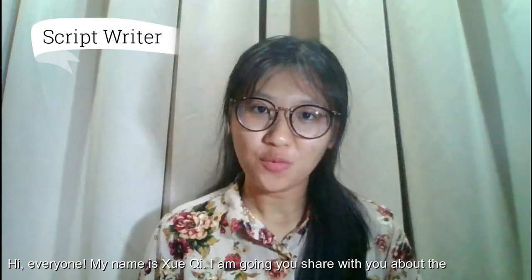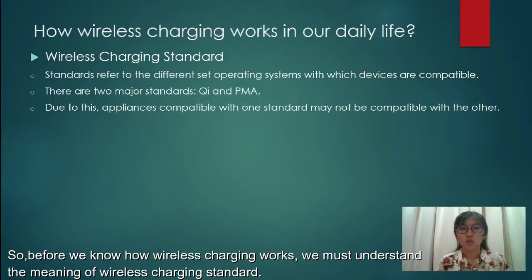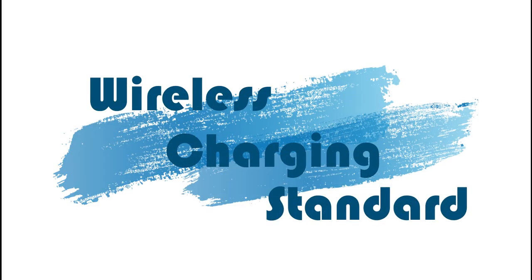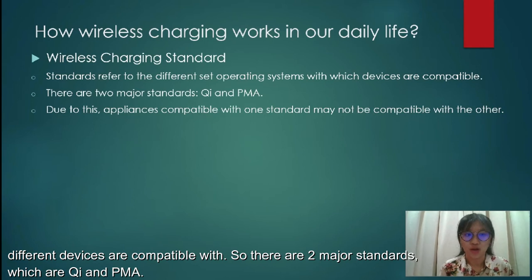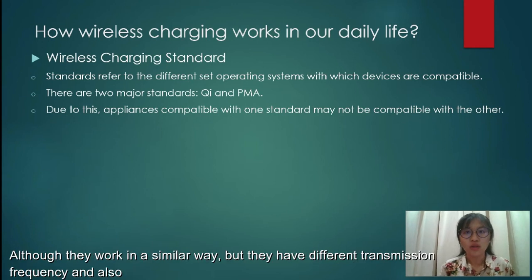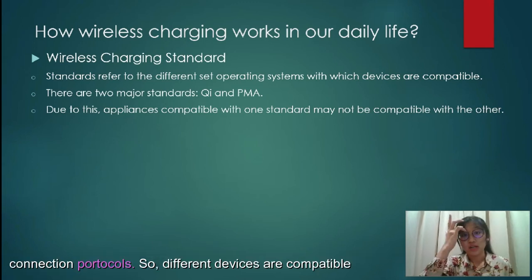I'm going to share with you about the applications of wireless power transmission. Before we know how wireless charging works, we must understand the meaning of wireless charging standards. Standard means that different sets of operating systems with which different devices are compatible. There are two major standards, which are Qi and PMA. Although they work in a similar way, they have different transmission frequencies and also connection protocols.